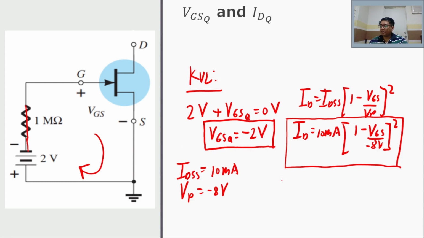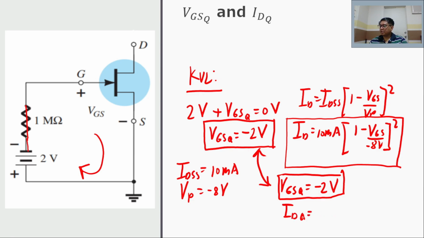From Scilab, we have determined VGSQ equals -2 volts and IDQ equals 6 milliamperes. These are the values that we're going to use to solve for the different parameters of our circuit.